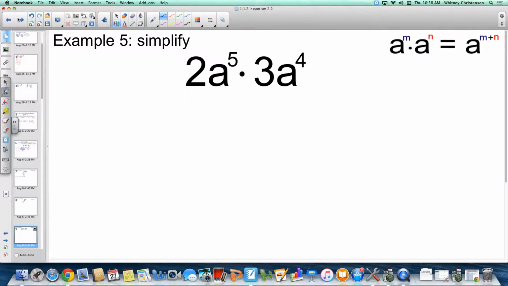Okay, so we have 2a to the 5th times 3a to the 4th. Times 2 times 3.